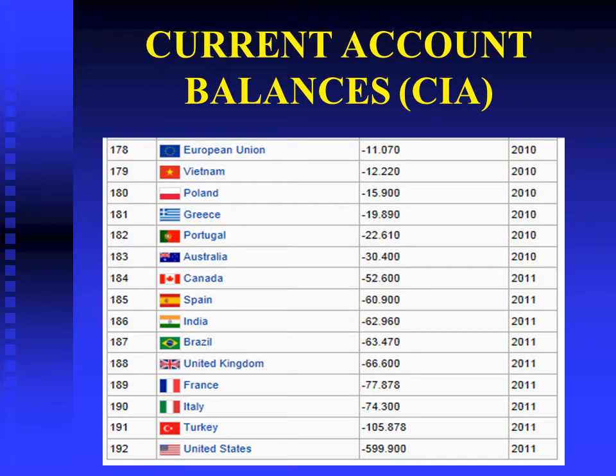This chart shows the countries with negative current account balances, in fact these are the worst countries, that is trade deficit plus money flowing in and out of the country. And look at this. The worst countries are Greece with this current account deficit, Portugal, we have Spain, we have the UK, we have France, and we have Italy.